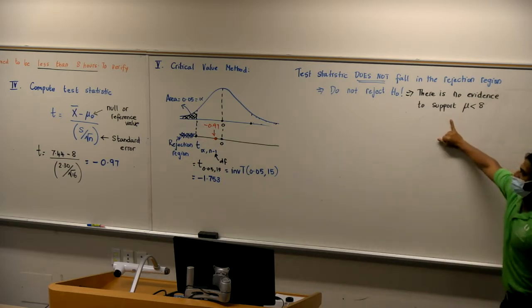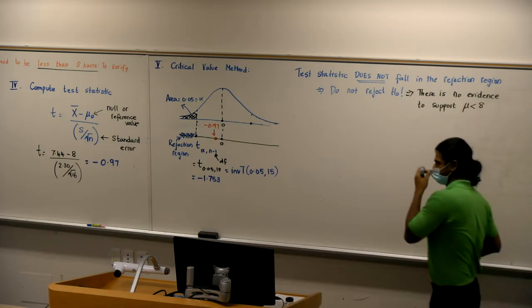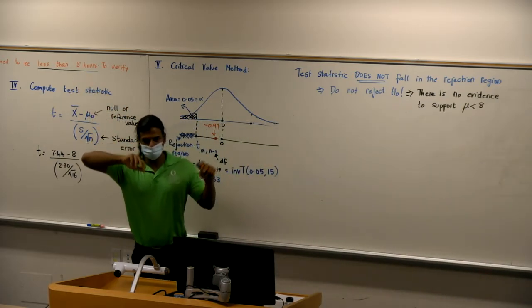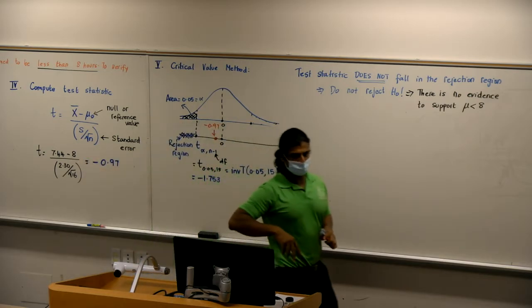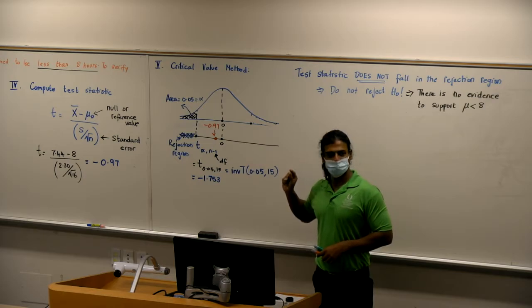Even though the sample mean is 7.4375, is it significantly less from a statistical standpoint for us to conclude that claim? No. Numerically, yes. Statistically, no. Are we clear? Yes.